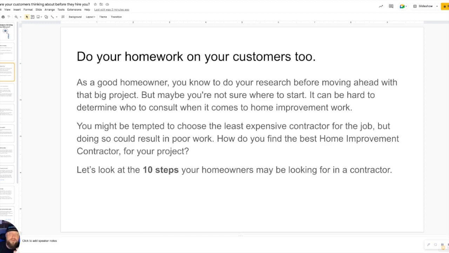So as a good homeowner, you know to do your research before moving ahead to that big project, big, small, or whatever. I mean, even nowadays, when I hire a plumber, I want to make sure that I'm hiring a good plumber because I don't want that particular issue to keep coming back, right? So it can be hard to determine, it comes down to just picking an ad out there.